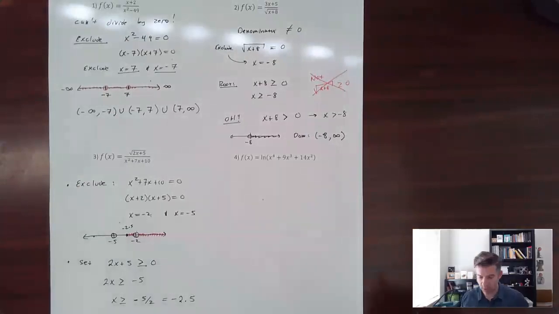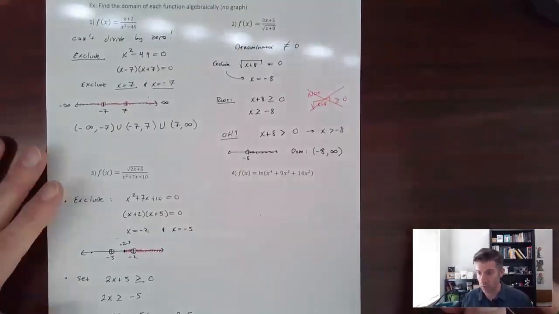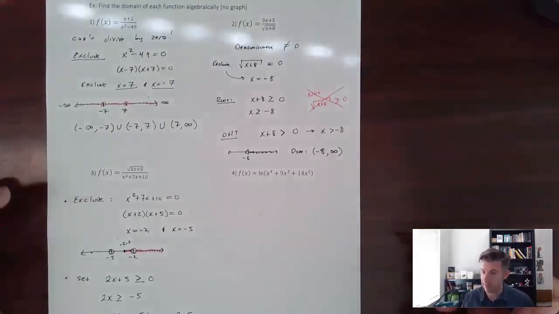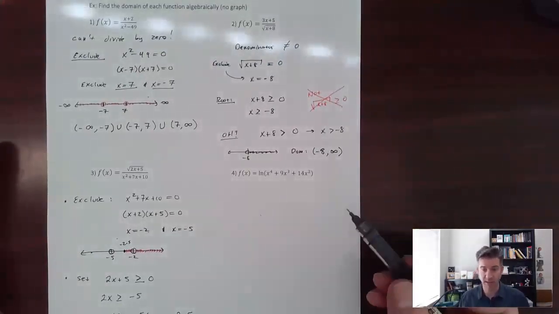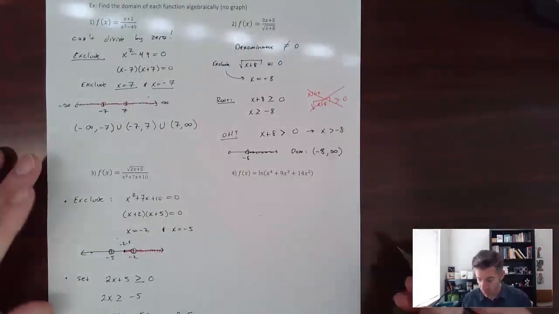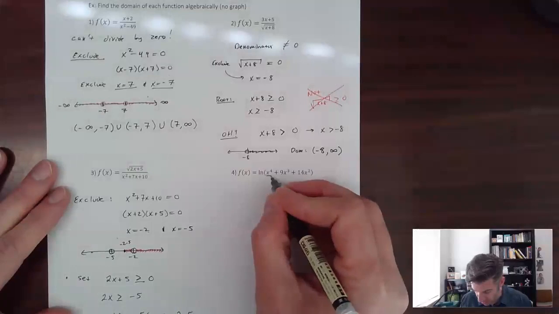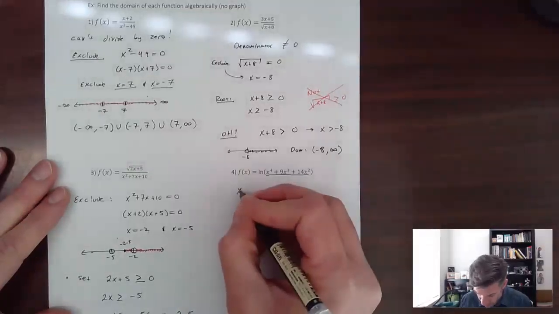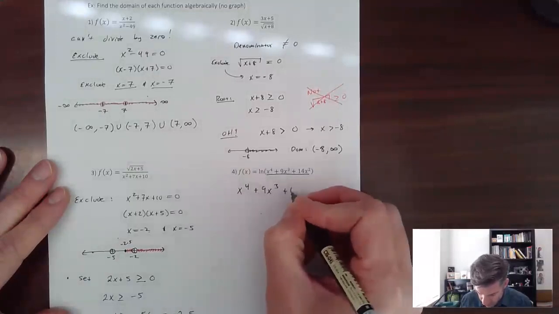Hey class, I just wanted to do these last couple examples of finding the domain, not using a graph, but just using our rules, which are that we can't divide by 0, you can't take the square root of a negative number, and we can't take the logarithm of a negative number or 0. So when I have the natural log of some stuff, I'm just going to say that that stuff has to be greater than 0.